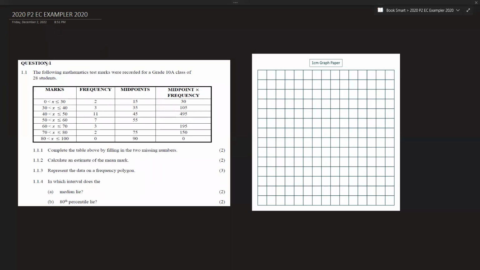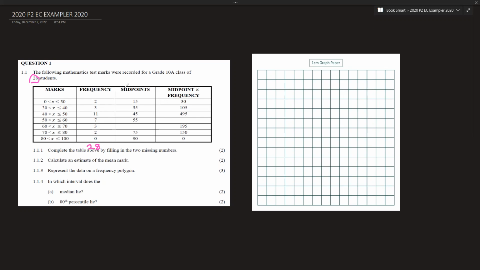Okay. So on 1.1, they say the following mathematics test marks were recorded for a grade 10A class of 28 students. So they're telling me that the total frequency is 28. Right? So if you were to add everything here, you should get 28, right? What does frequency tell us? Frequency tells us that there are 2 learners who obtained between 0 and 30. There are 3 learners who obtained between 30 and 40, and so on and so on.